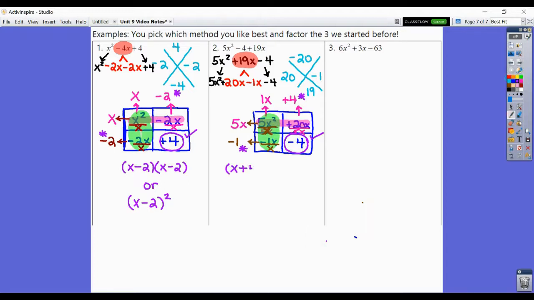x plus 4 is the first parentheses, the number up top, and 5x minus 1 is the second parentheses, the numbers in front on the left.